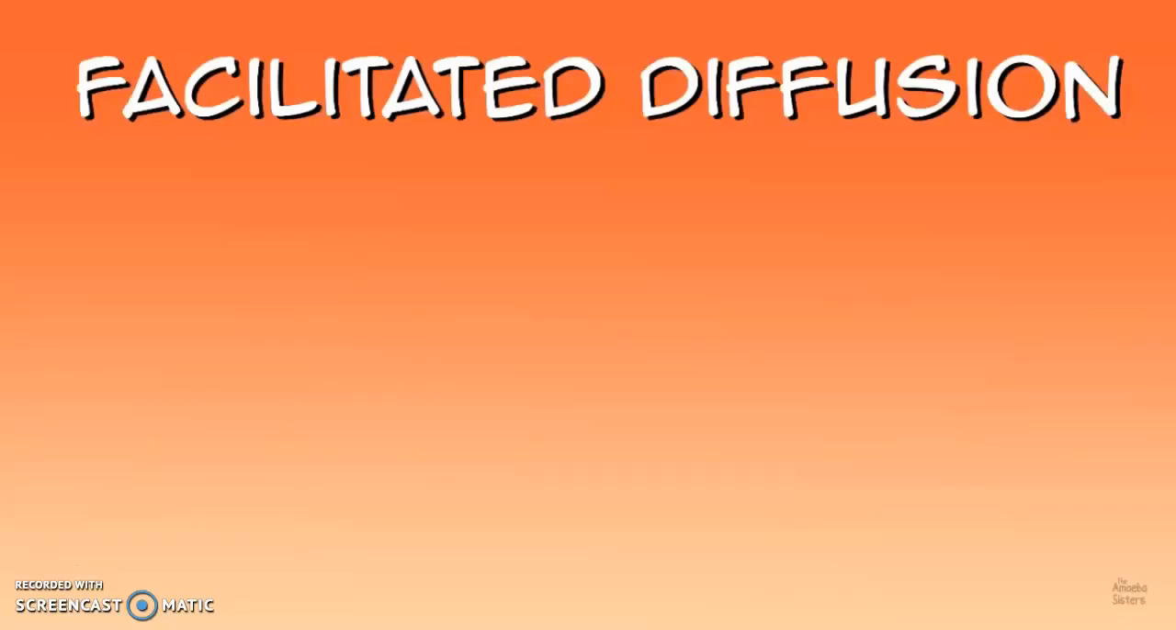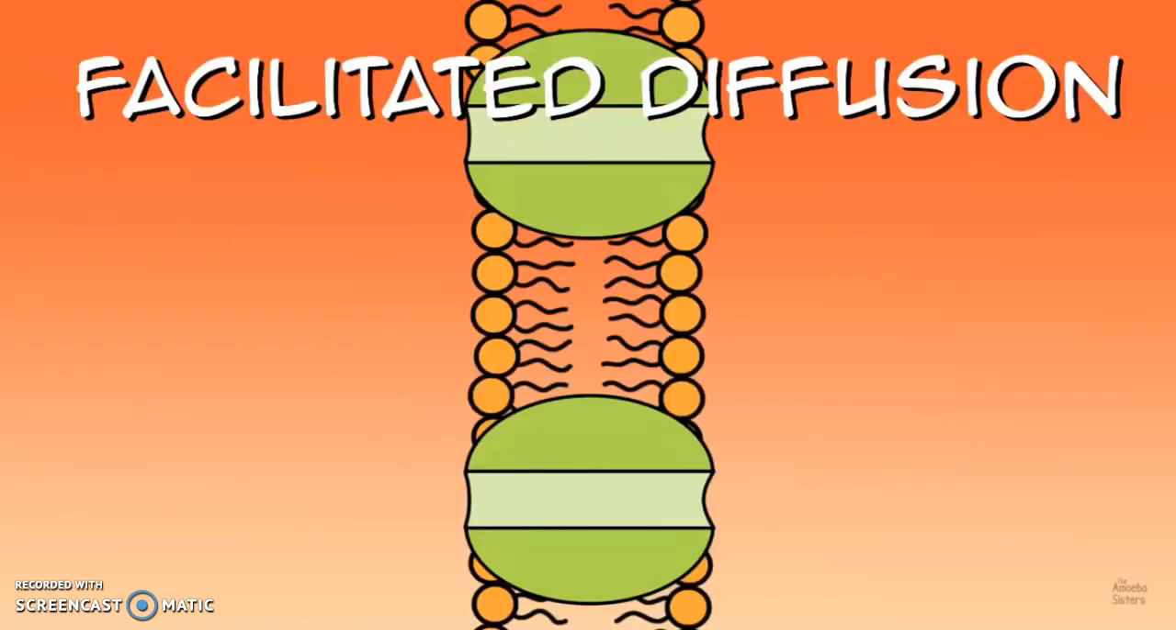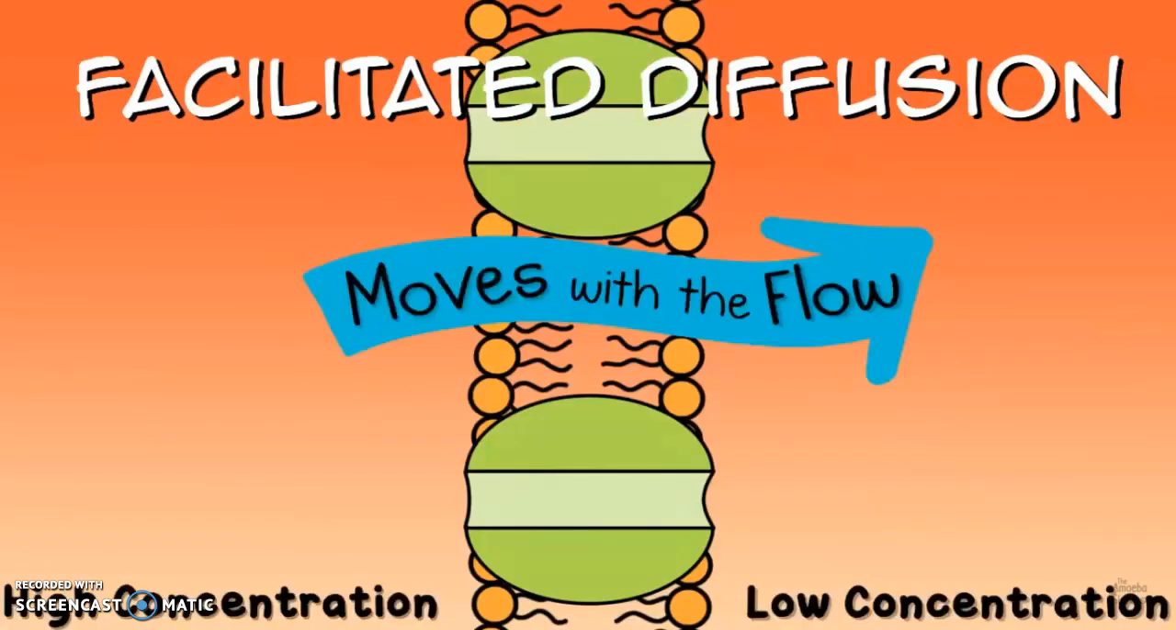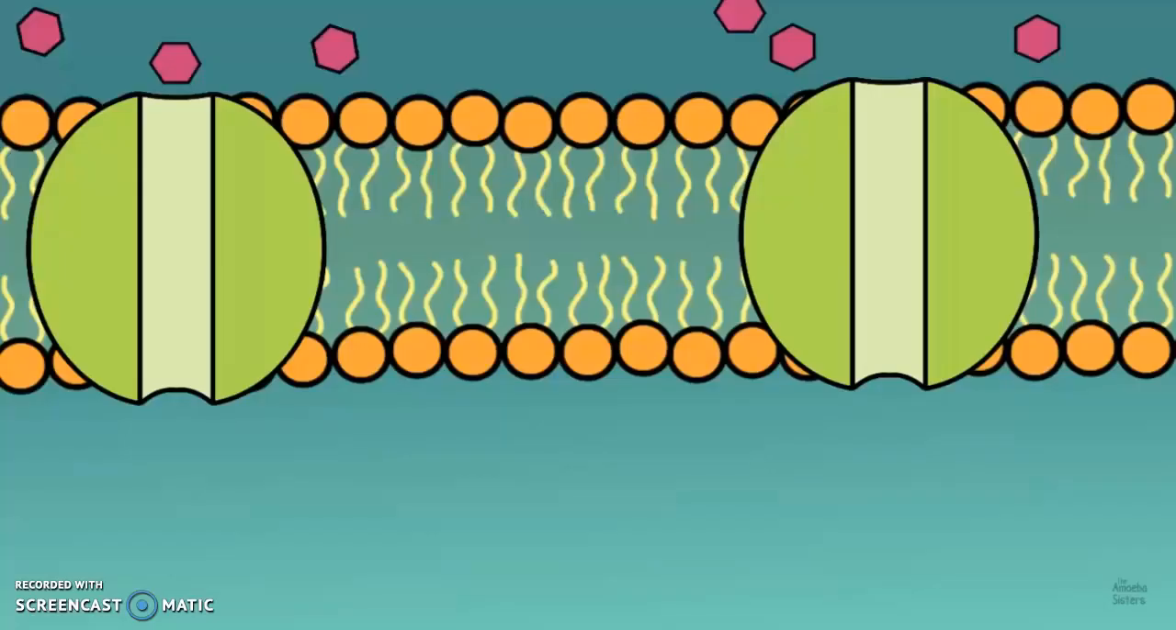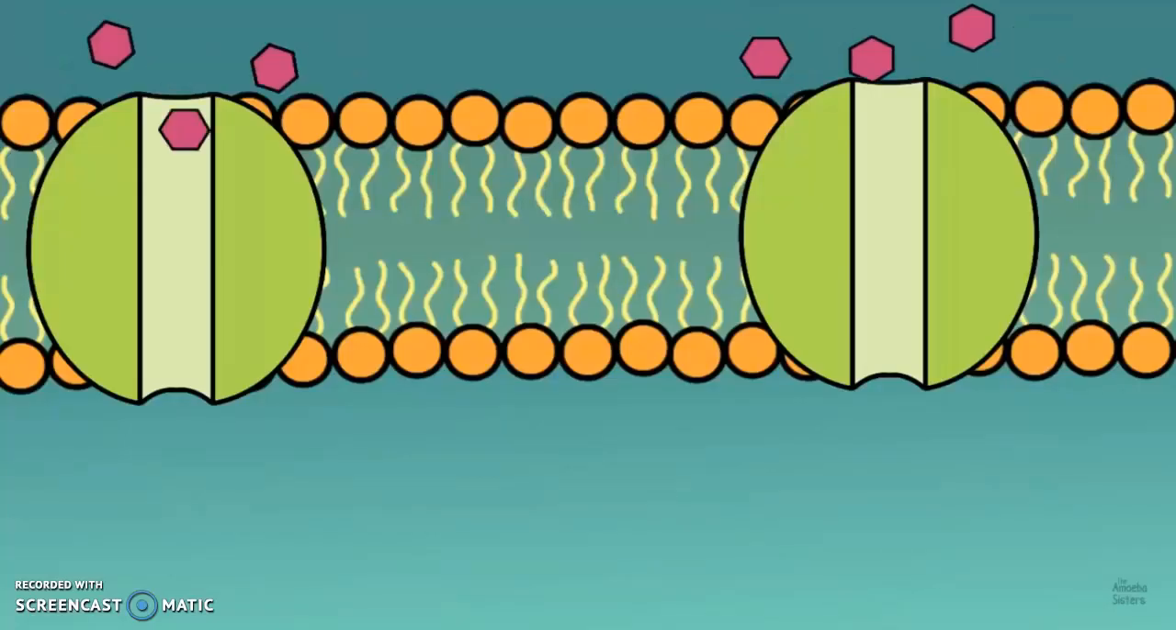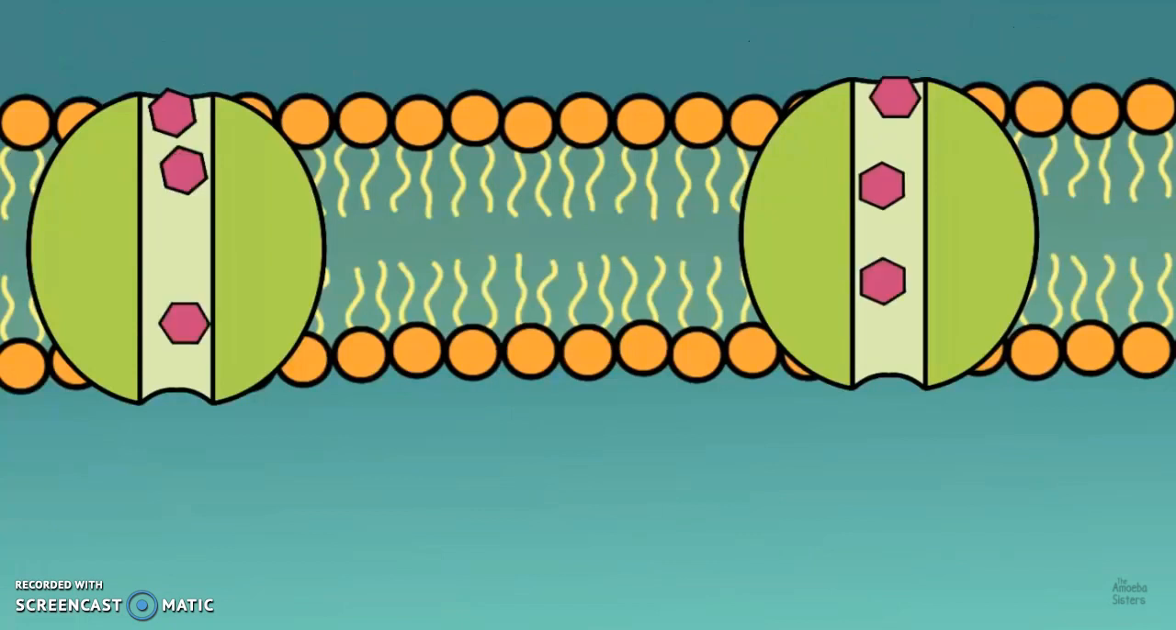This is known as facilitated diffusion. It's still diffusion, and it still moves with the concentration gradient of high to low. It doesn't require energy, though, so it's also a type of passive transport. It's just the proteins are facilitating or helping things pass.